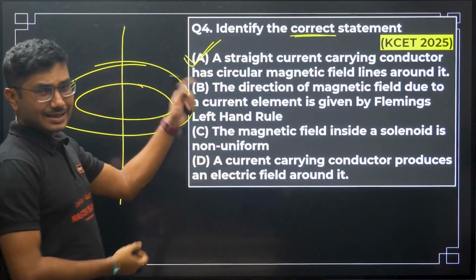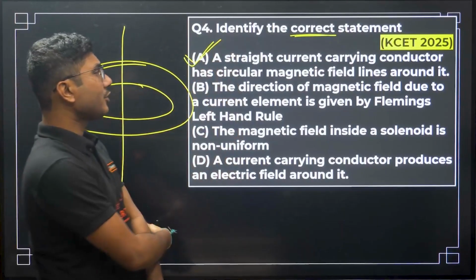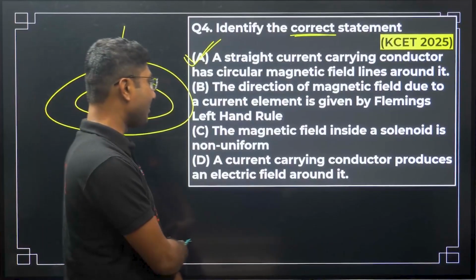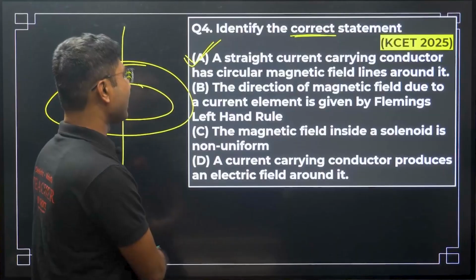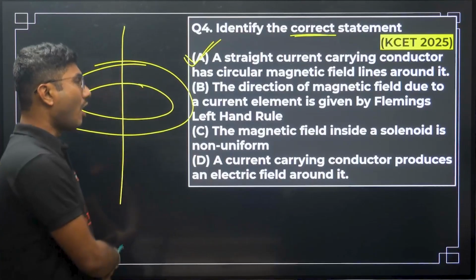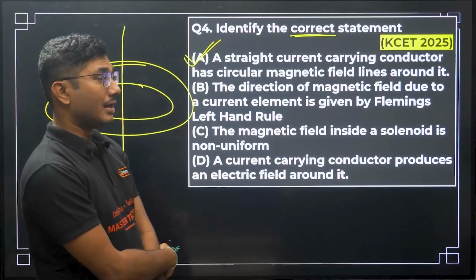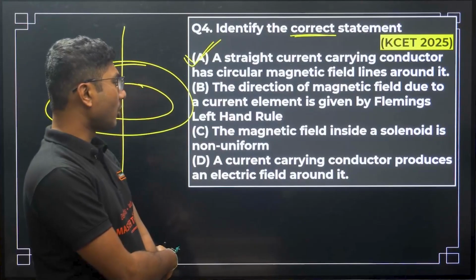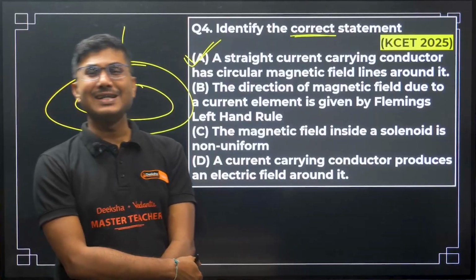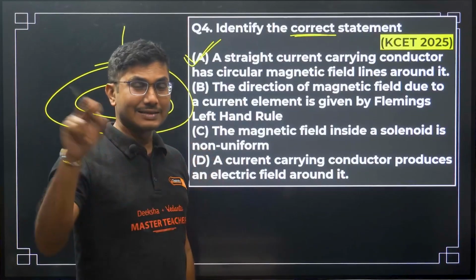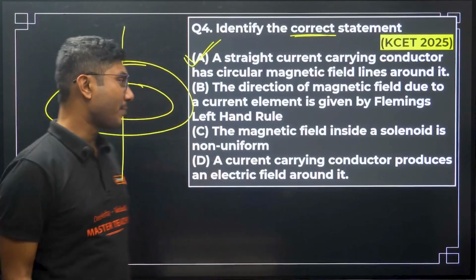Now let us check the other statements as well. The direction of magnetic field due to a current element is given by Fleming's left hand rule. It is not correct. The direction can be calculated using Biot-Savart's law or right hand rule. Okay. The magnetic field inside a solenoid is non-uniform. Magnetic field inside a solenoid is uniform, right? The field lines are parallel. That means it is a uniform magnetic field.